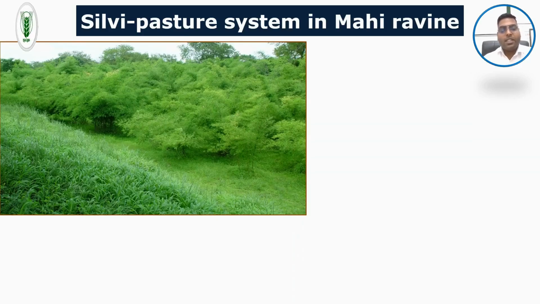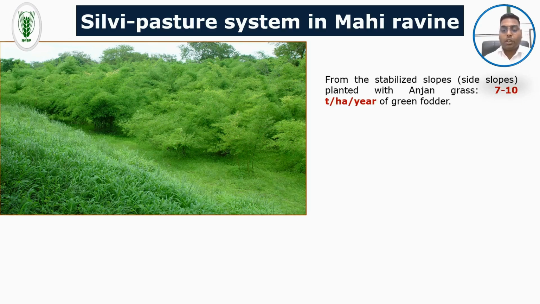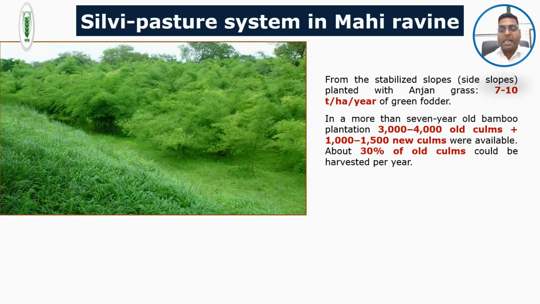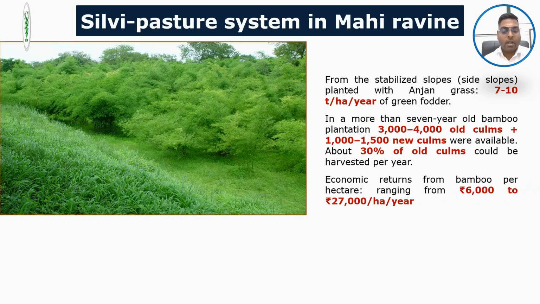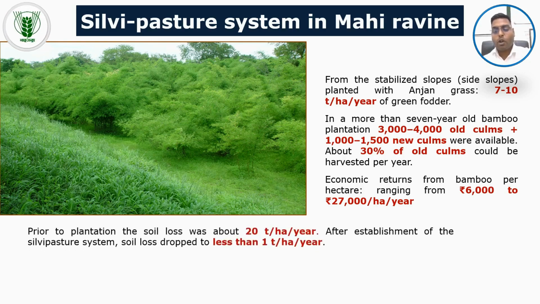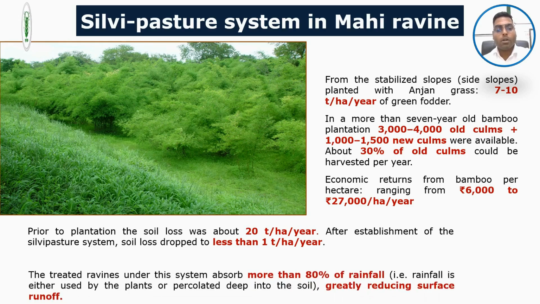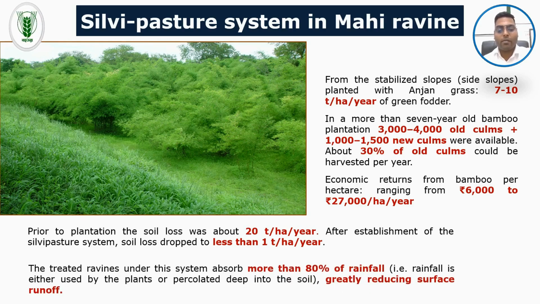In Mahi ravines, Anjan grass plus bamboo plantation produced 7 to 8 tons of green fodder per hectare annually. Bamboo provided annual income up to 27,000 per hectare while reducing soil loss from 20 tons per hectare to less than 1 ton per hectare. More than 80% of rainfall was absorbed into the soil. This is a true example of land and livelihood rehabilitation.